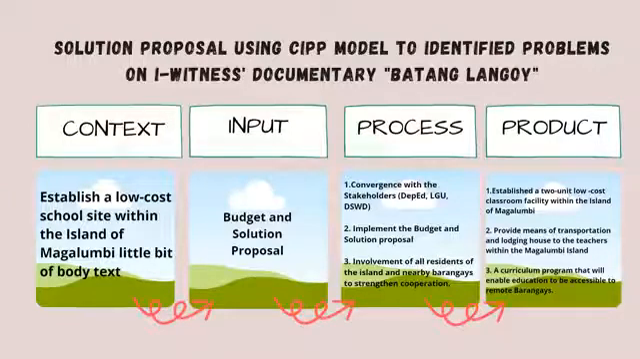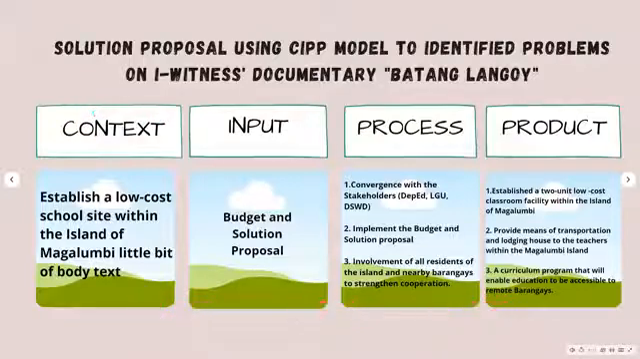Referring to the PowerPoint presentation, the C on the CIPP model, which stands for context, focuses on the goal of the program. As you can see, the goal was to establish a low-cost school site within the island of Magalumbi. The input, or I, on the CIPP model shows what is needed or what are the required resources. What is indicated there is in order to achieve the goal, a budget and solution proposal will be crafted.